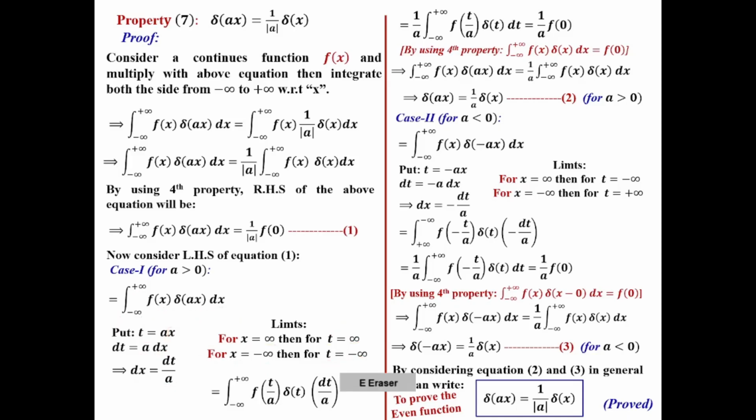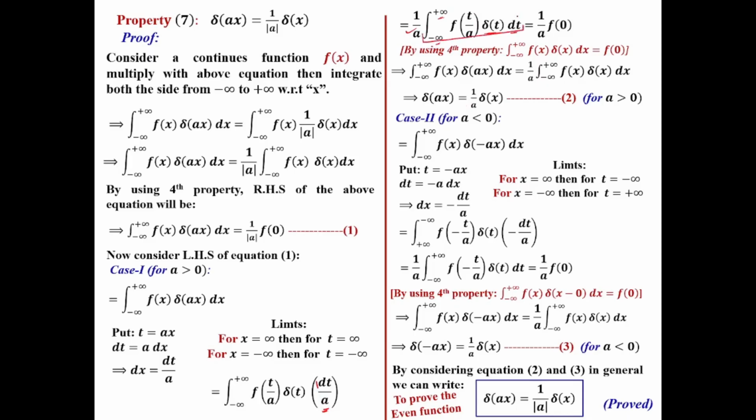Now we are going to substitute these values in this integral, then it will be minus infinity to plus infinity. Instead of x it will be written as t by a, delta(ax) is nothing but delta(t), and dx is nothing but dt by a. So here you can see 1 by a is a constant. This 1 by a can be taken outside. Here minus infinity to plus infinity is there, f(t by a) delta(t) dt, right?